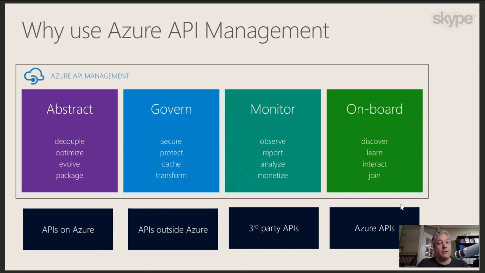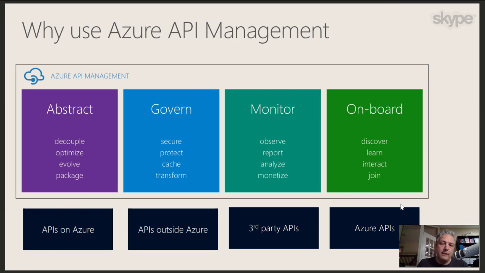As an intermediary layer that traffic flows through, we get to monitor all of that traffic. We can observe, we can take statistics and do analytics on that data and provide you with reports so that you have a better understanding of how the API is being used. And you can use that data to monetize those backend services if you want to build an API as a product. And last but not least, we have the ability to help you onboard developers so they can discover what services you provide, learn how to use them, interact with the API, and have all the infrastructure in order to help them join your product offering.